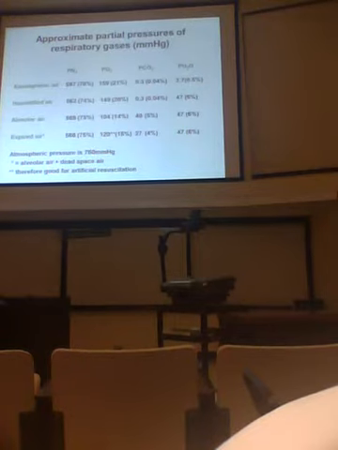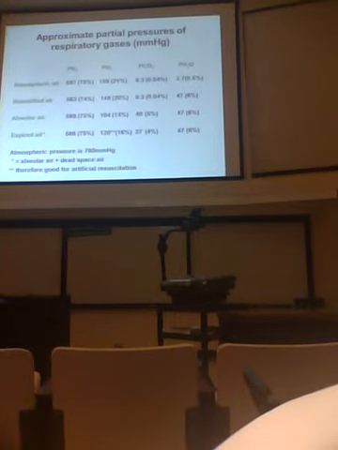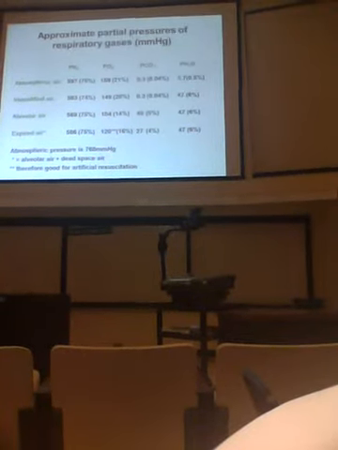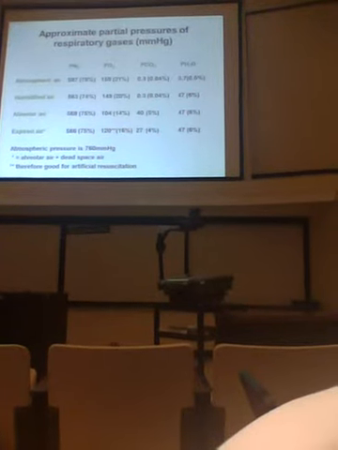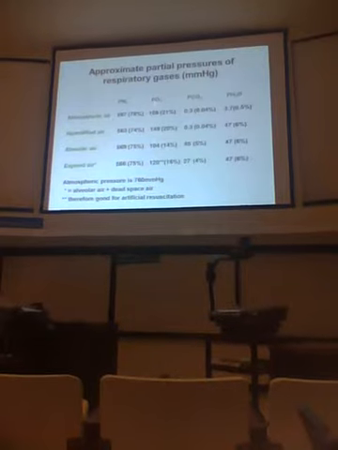First of all, these are approximate partial pressures of the respiratory gases in millimeters of mercury. Let's have a look at the gases that we've got listed here. First of all, in nitrogen. So PN2 is the partial pressure of nitrogen. PO2, partial pressure of oxygen. PCO2, partial pressure of carbon dioxide. And PH2O, the partial pressure of water vapor.